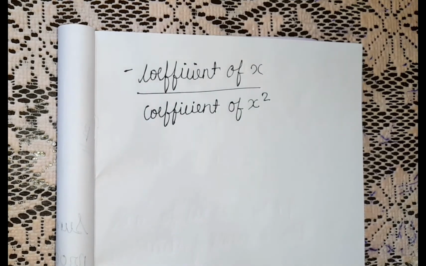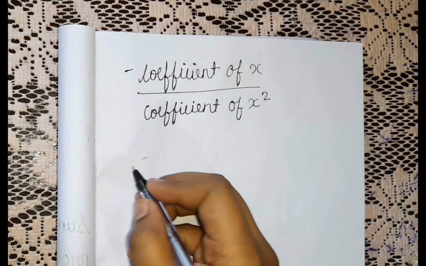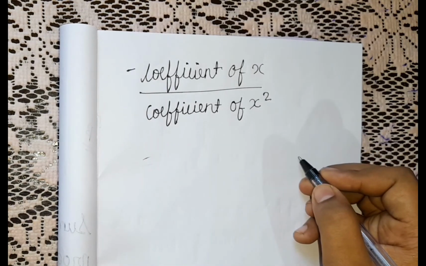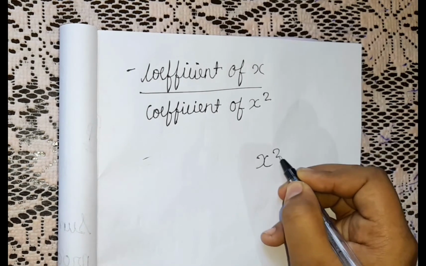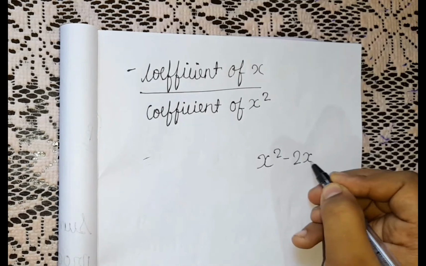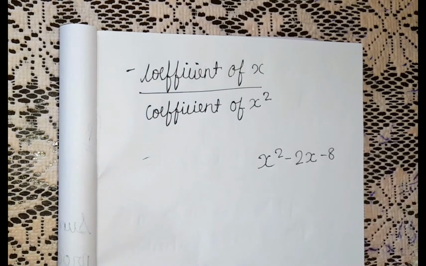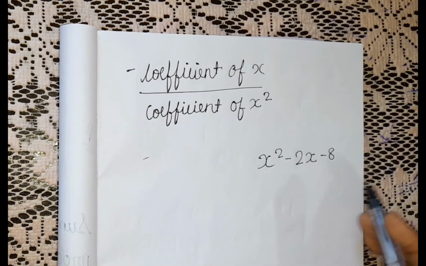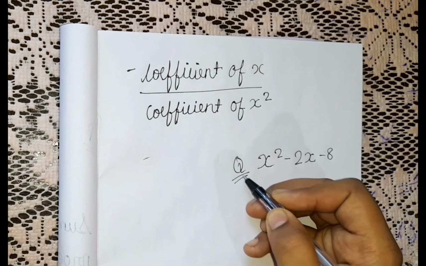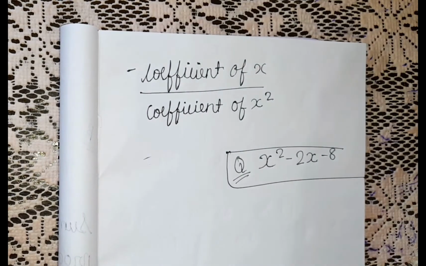You guys might ask, we don't have x in this or we don't have x square in this. So we are going to be finding the coefficient from the question. Do you guys remember the first subdivision? So this is the question, I am writing it here. The question is x square minus 2x minus 8, am I right? I hope you remember that. So this is question number 1, I mean the first subdivision.